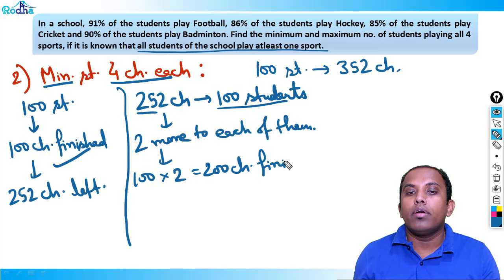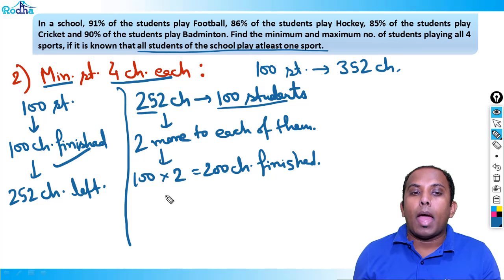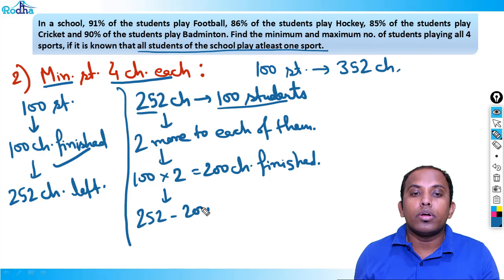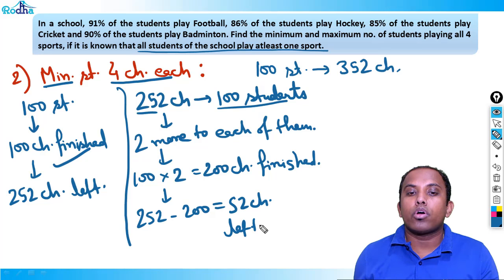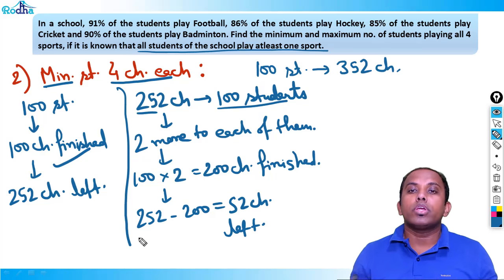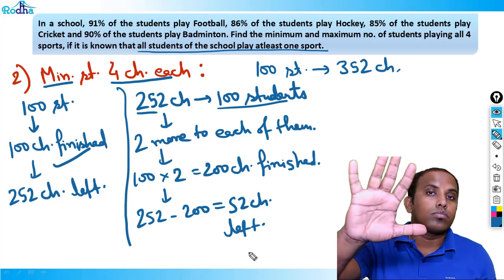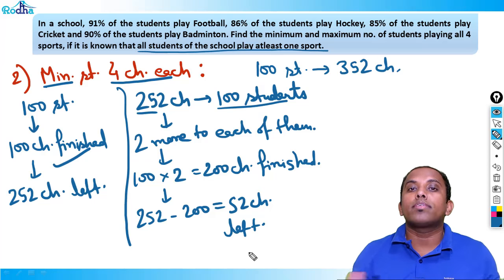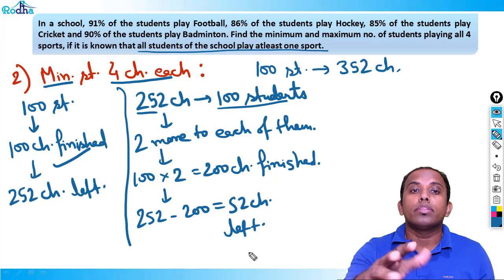So if 200 chocolates are again finished, how many chocolates am I left with? 252 minus 200, I'm left with 52 chocolates, right? So 52 chocolates are left now. What is the situation now? In a class of 100 students, I have given 3 chocolates each to everyone. That means 300 chocolates are finished out of 352.